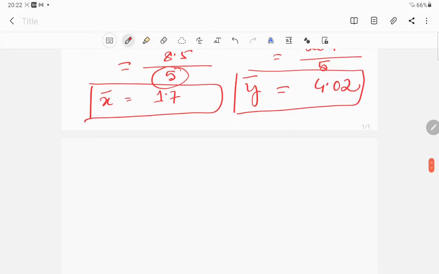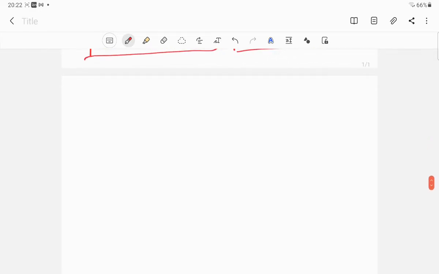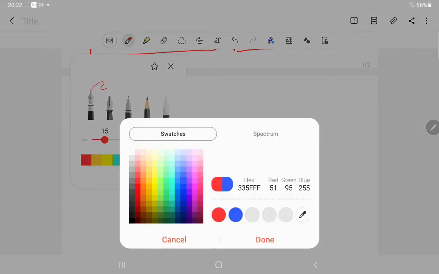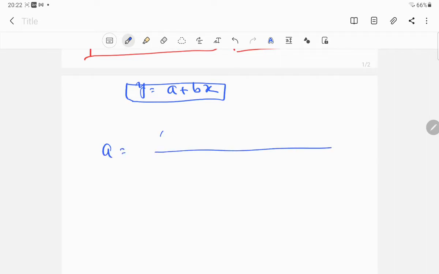Then, as we discussed in the last video, you may have seen that the straight line equation is given by a plus bx, isn't it? So now we are going to find the value of a. Okay, so what was the formula for a? That was y bar summation xi square.